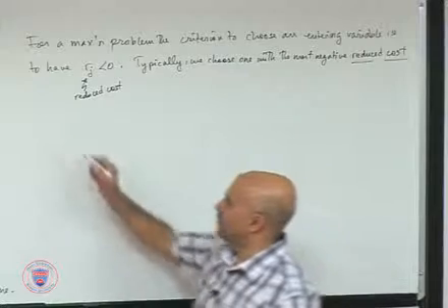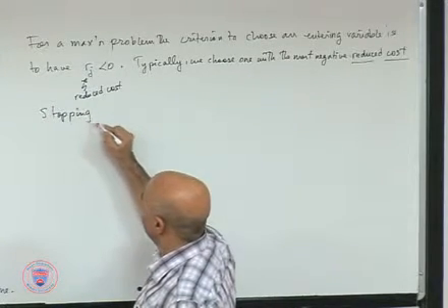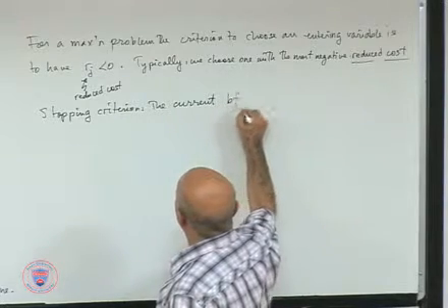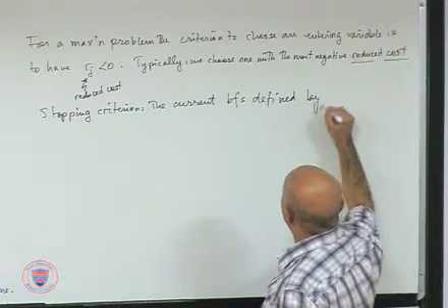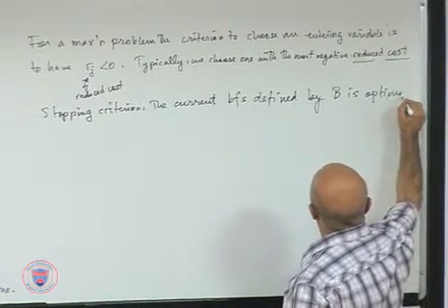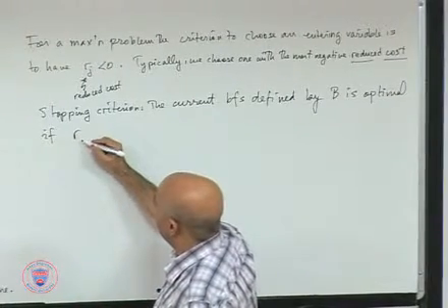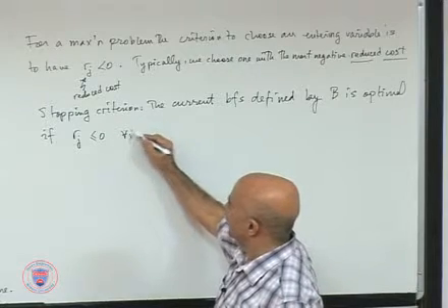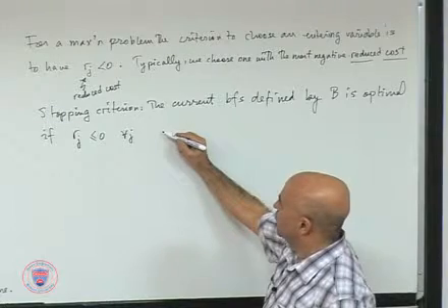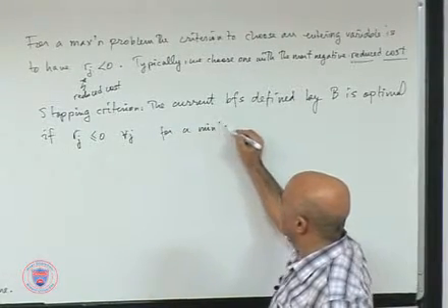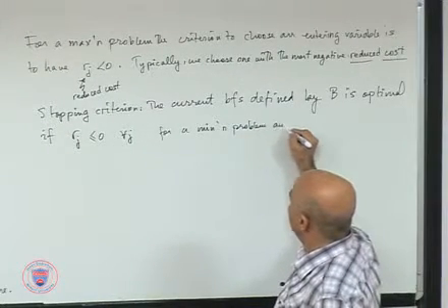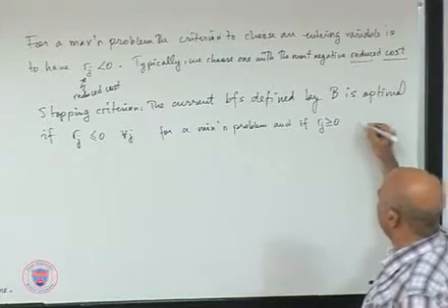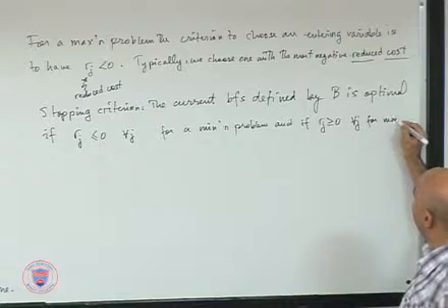This also tells you what the stopping criterion is. The current basic feasible solution defined by B is optimal if Rj are all less than or equal to 0 for a minimization problem, and if Rj are greater than or equal to 0 for every j for a maximization problem.